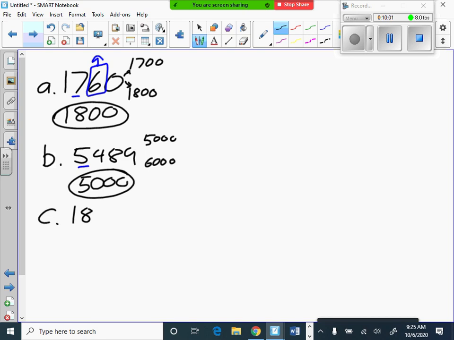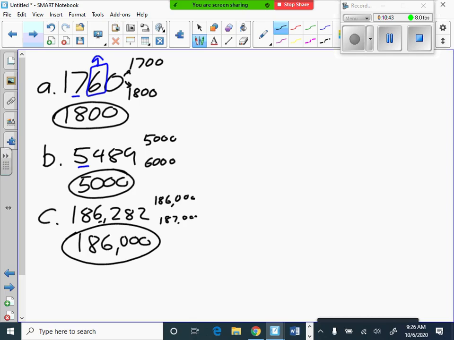186,282. Stand when you got your answer. The number we're rounding to, the nearest what? Nearest thousands. So my 6 is in the thousands place. I look at the 2. This should become 186,000. Because it is between 186,000 and 187,000. Does it make sense?